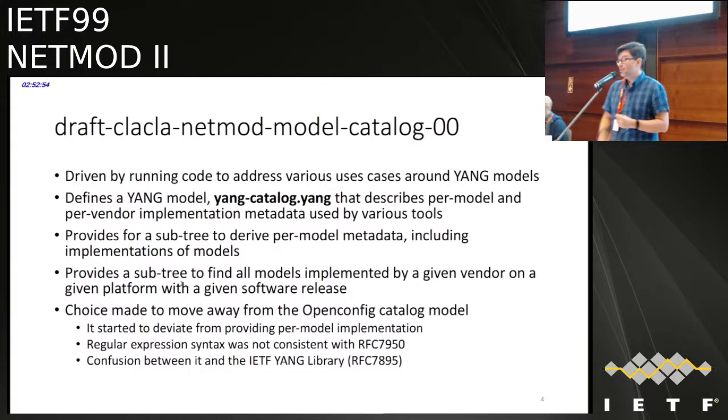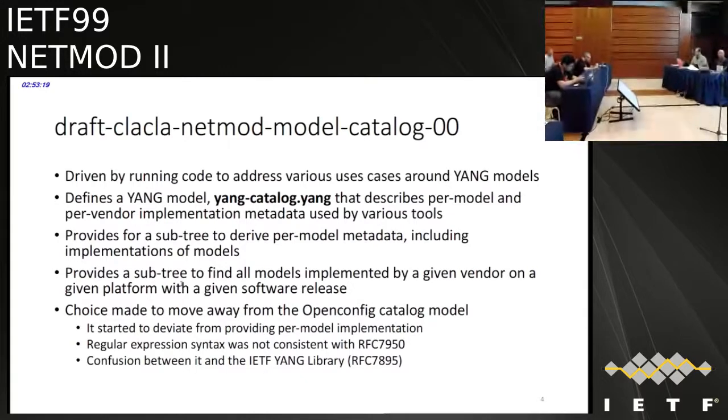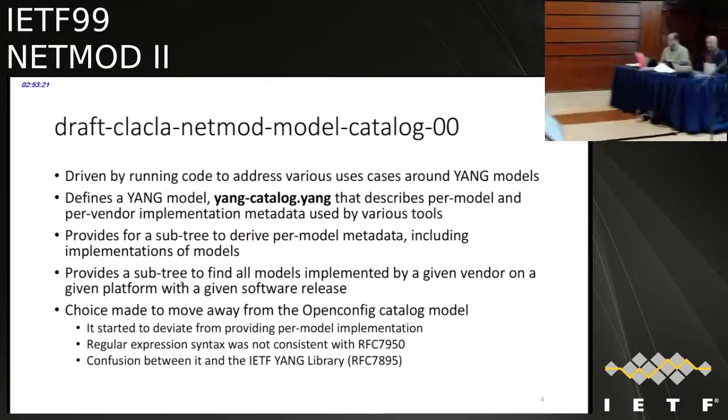Now, some of you may have heard of the OpenConfig catalog model, which is a document here. As we started to implement this, as we started to create running code, we ran into some problems. As the OpenConfig catalog module evolved, it kind of deviated from what we needed. Initially, we needed a way of cataloging individual modules, and relative to that, their implementations. And they started to deviate from that in their O2 rev.